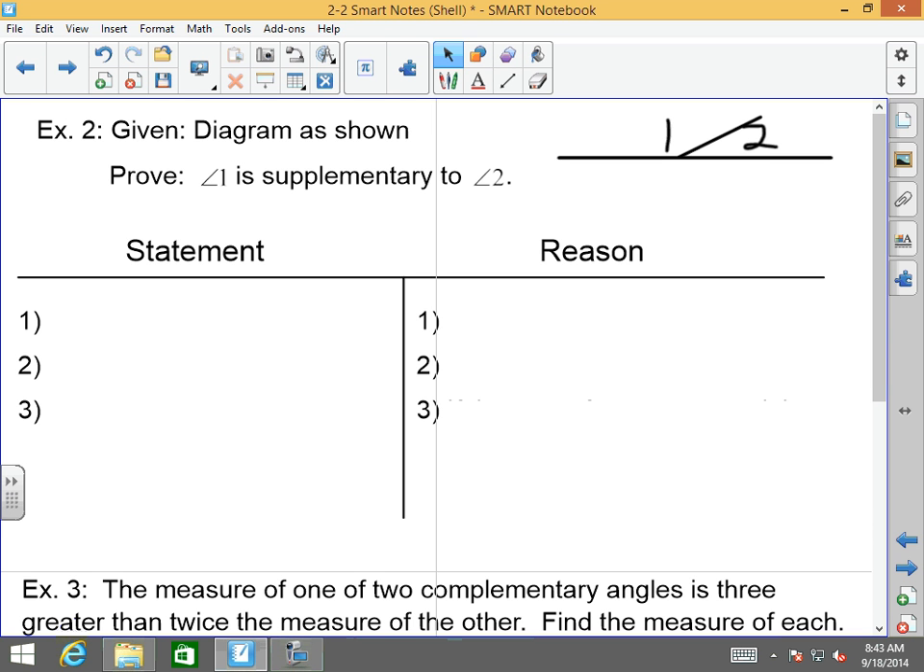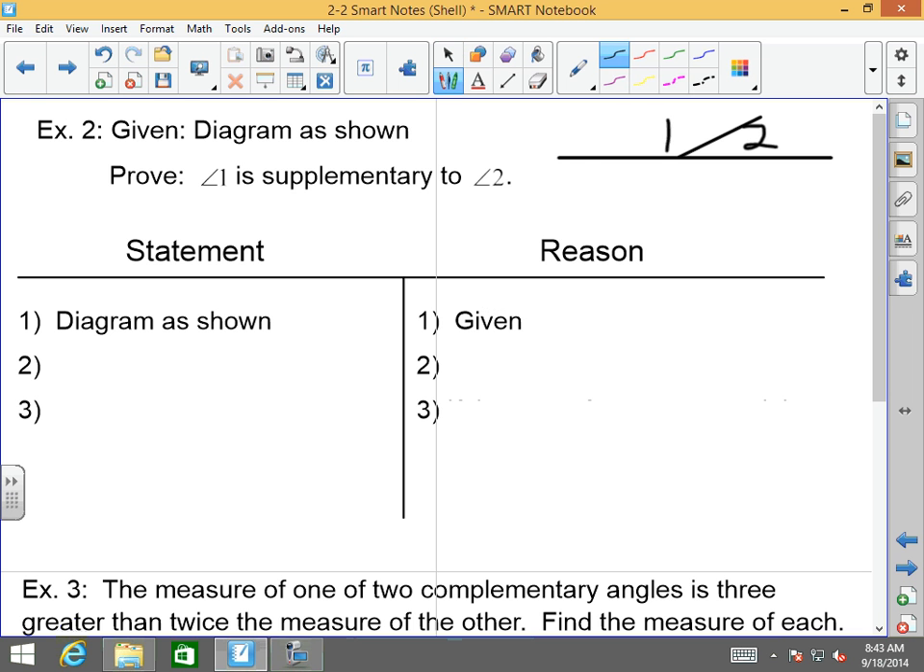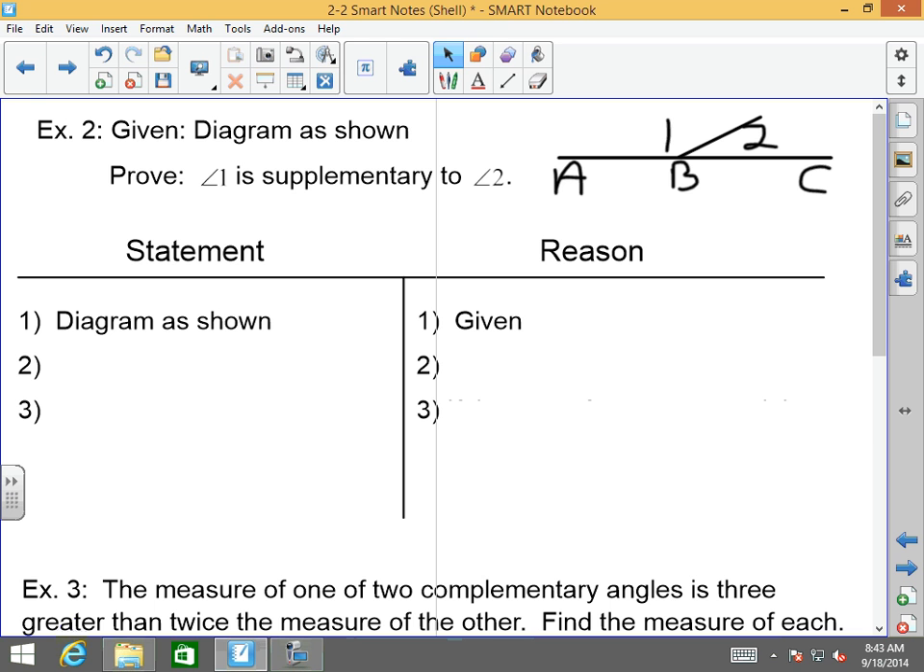How can we prove from this diagram, gentlemen, that angle 1 is supplementary to angle 2, my brothers? First, diagram is shown. Given. Then, what do I say? I'm the one who's sorry because I should have put maybe A, B, and C here. Maybe that would make our life easier if I actually did the figure correctly. My bad. I'll fix that today.